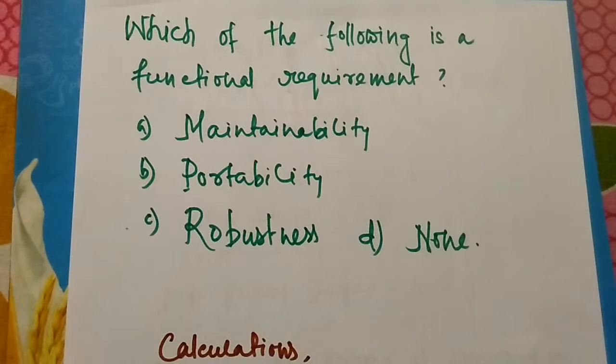maintainability, like when the software is made, is it upgradable or not. So this is not coming into the functional requirement part. This is coming under another part of software engineering.